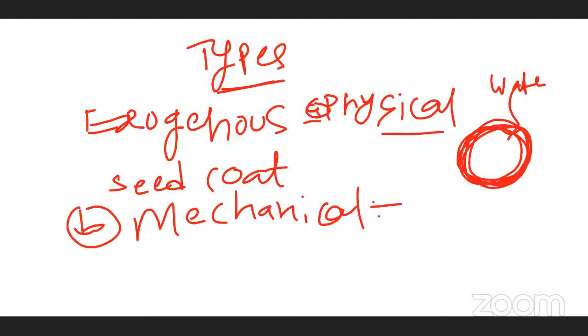In the physical method, the hard seed coat does not allow water into the seed. In the second, mechanical dormancy, the seed coat is also very hard, but during germination the embryo develops and needs to expand. Due to the hard coat, the embryo cannot expand. That's why it goes into the dormancy period. In this situation also, all conditions are favorable.